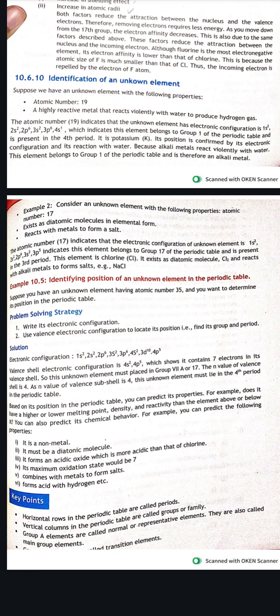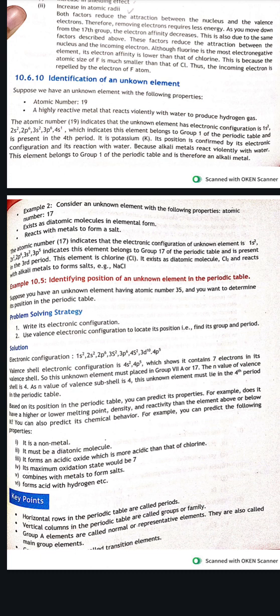Example 2 is atomic number 17. So it is a diatomic molecule. We know that it's chlorine, but we have to write its electronic configuration, and then we will figure out which element this is. p is equal to 5. So it has basically 5 plus 2, 7 electrons in the outermost shell, and the period will be 3, and 7 plus 10 is 17, so it will belong to group 17 and the period will be 3. So it's a diatomic molecule, Cl2, because chlorine exists in the diatomic form and forms salt like NaCl.